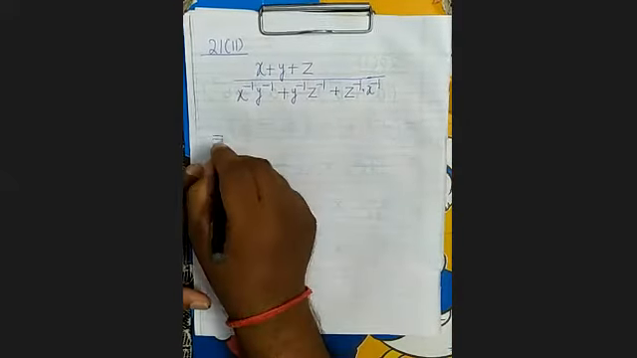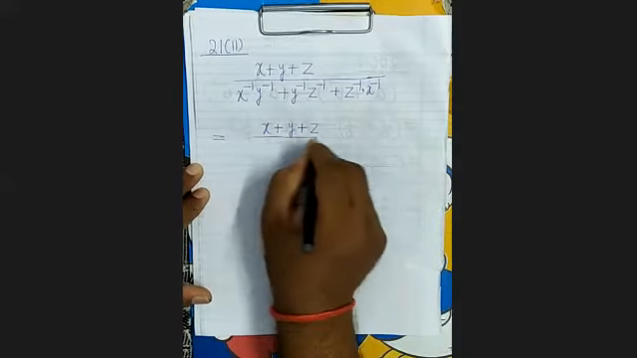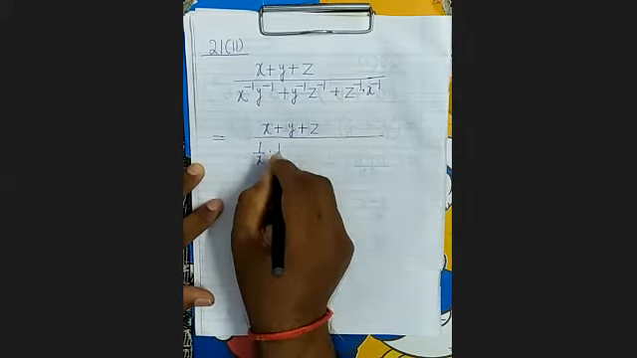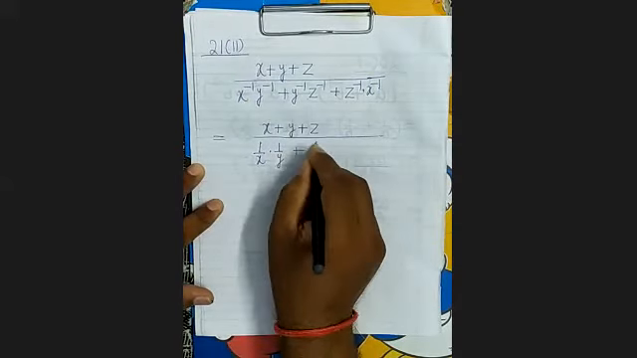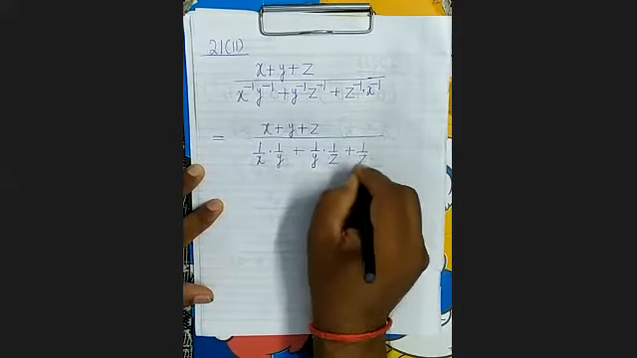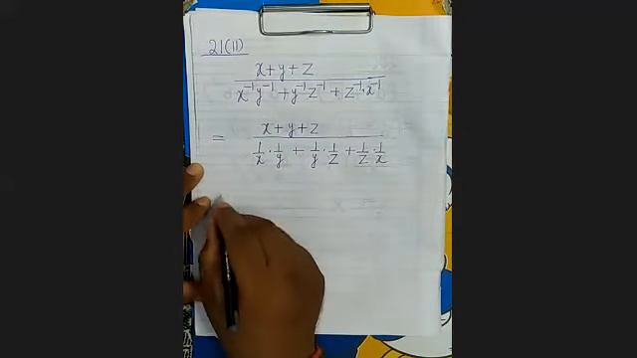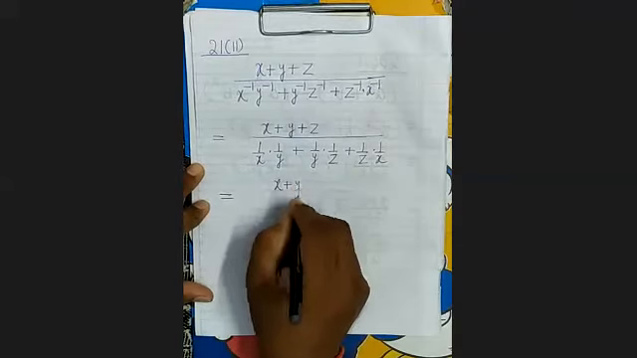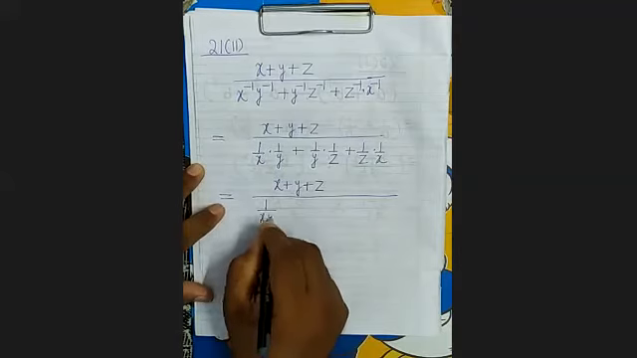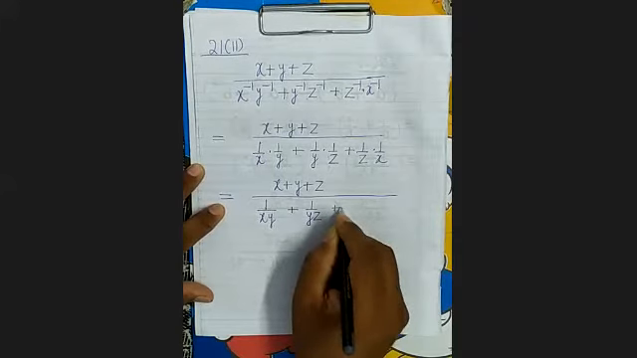So here also you do in the same way. You write negative powers as reciprocals: 1 upon x into 1 upon y, 1 upon y into 1 upon z, plus 1 upon z into 1 upon x. Means x plus y plus z divided by 1 upon xy plus 1 upon yz plus 1 upon zx.